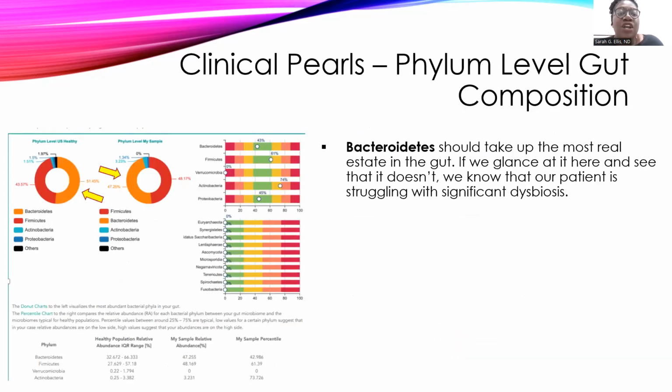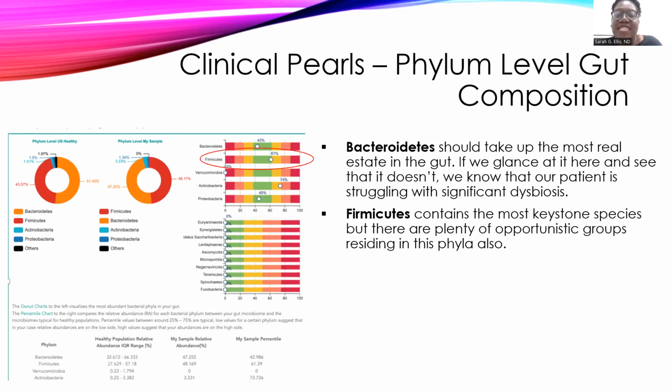Now, let's talk about Bacteroidetes. As I mentioned, it should take up the most real estate in the gut. But if we glance at it here, we can see that it doesn't. And so since we know that this patient is experiencing an imbalance in the ratio between Firmicutes and Bacteroidetes, we know that this patient is experiencing some dysbiosis.